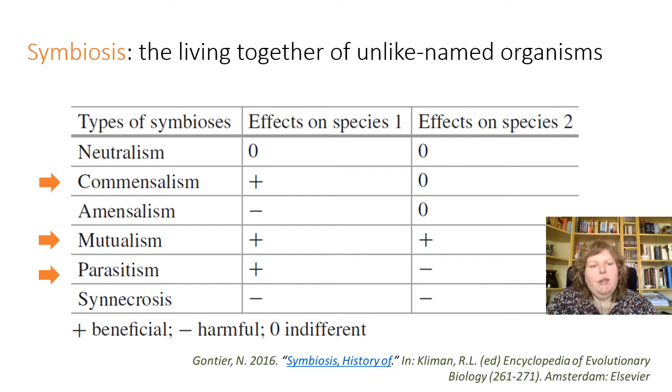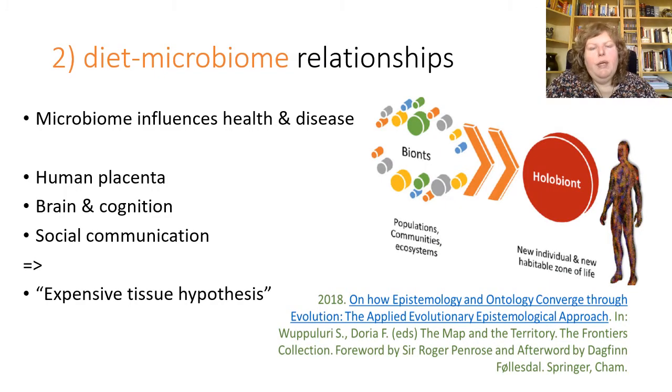So in that regard, there is a distinction between neutralism, commensalism, amensalism, mutualism, parasitism, and synechrosis. And so when we think about agriculture, that does not mean that the symbiotic interaction is of such a nature that it is beneficial. In many ways, agriculture is also an exploitation of animals, of course, but it is a form of symbiosis.